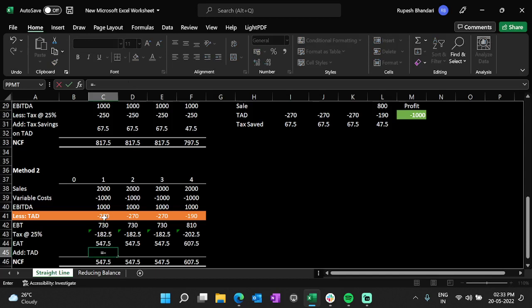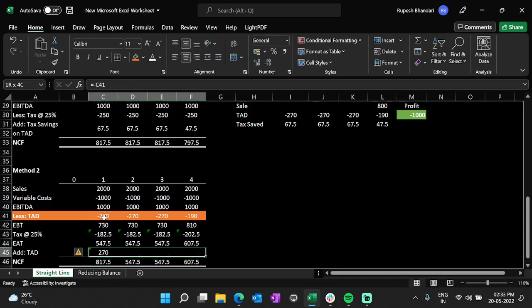Why do you need to add back the depreciation? Basically this EAT figure, 547.5, does not include the 270, okay, because you've deducted it, right? But that cash flow has not gone out of the business. Depreciation is a non-cash expense, so it has not gone out of the business. That's why you need to add it back. Since you've deducted it for calculating tax, now you need to add it back.